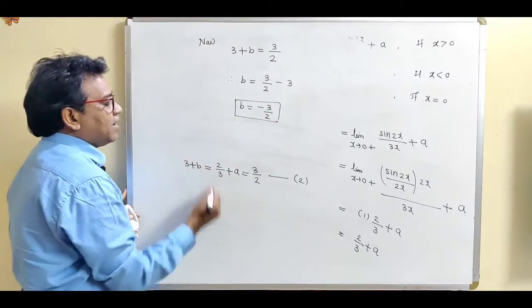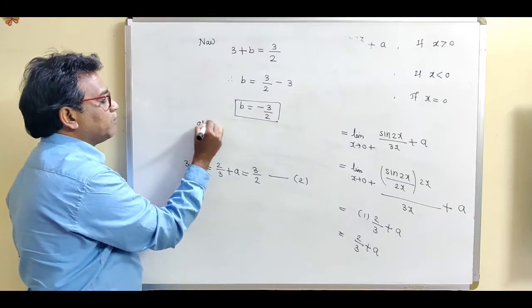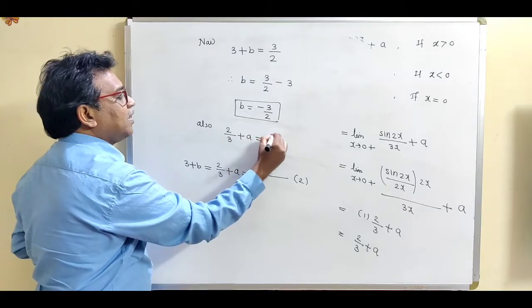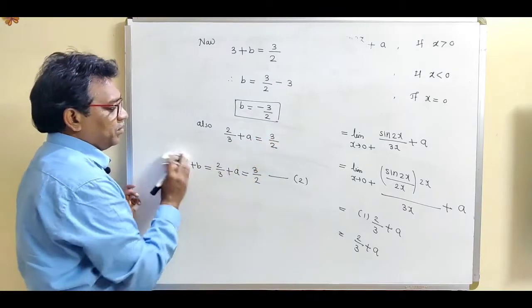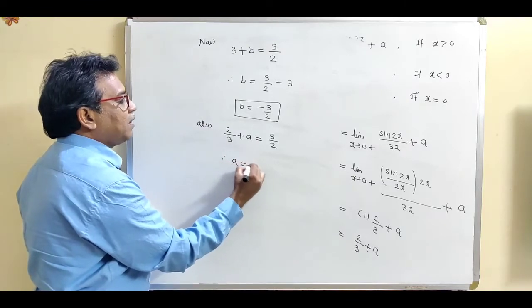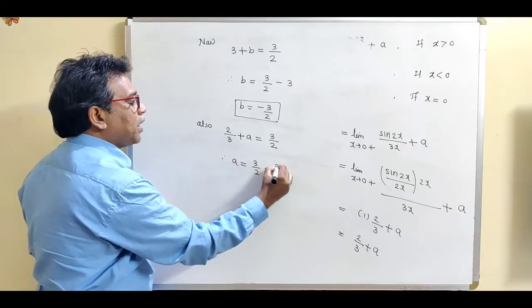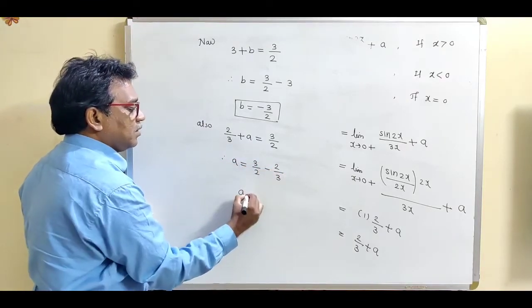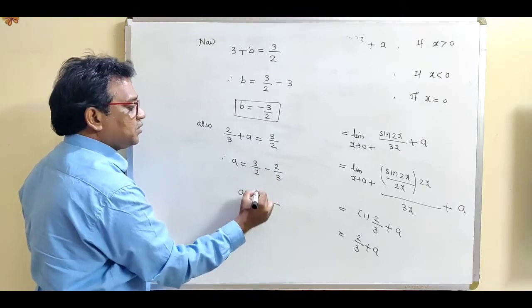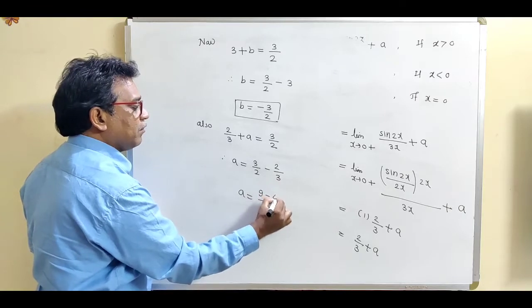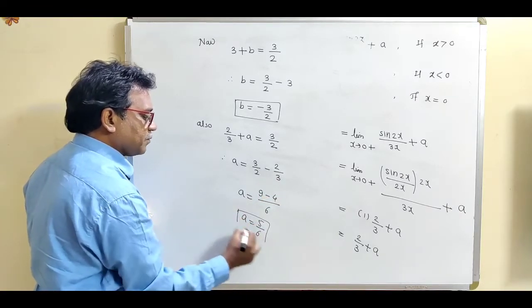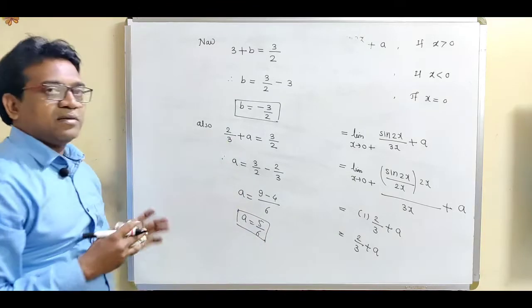Now equate this second and third terms, write down also, 2 by 3 plus a, this is same as 3 by 2. So what is value of a? This is 3 by 2 minus 2 by 3. So 6, it is the LCM. Just multiply by 3. 3 into 3, it is 9 minus 4. So the value of a, it is 5 by 6. So this is the required answer.